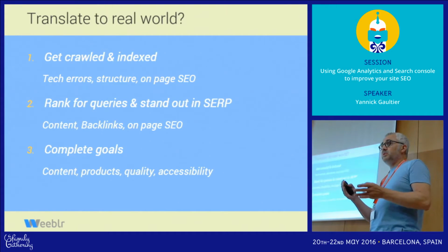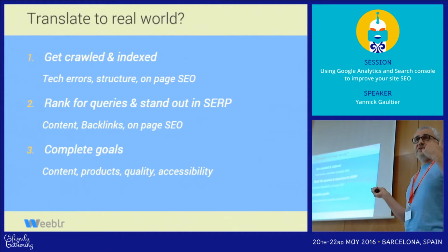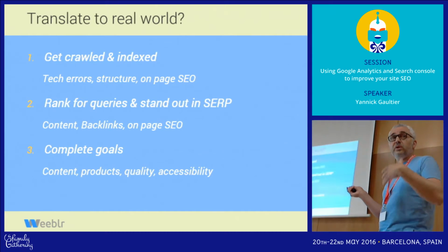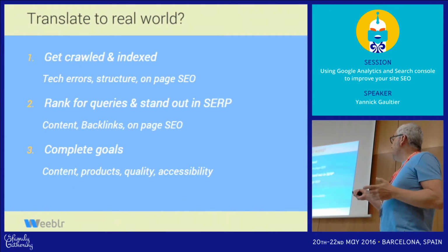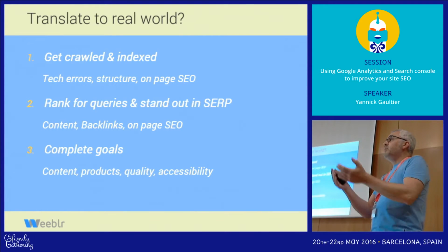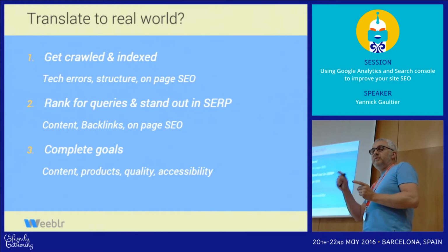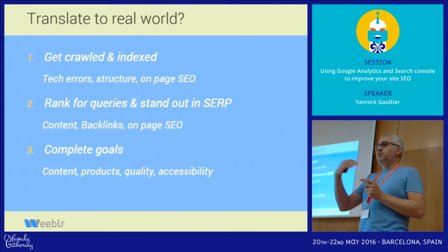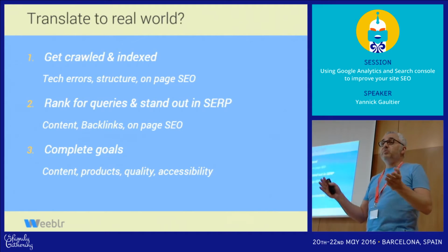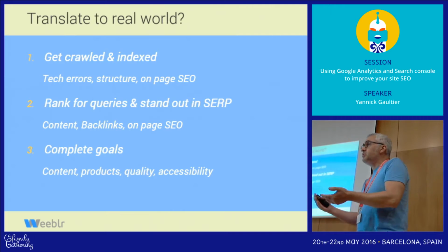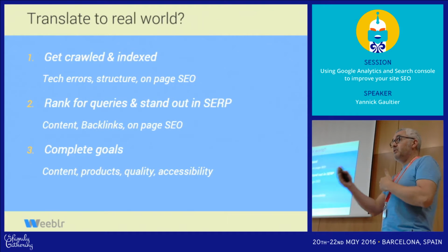The technical translation of what I just said is that first you need to get crawled. Your site needs to get crawled by Google and other search engines. It needs to be indexed correctly. They need to accept it. Then this will let people find you. Then you need to rank for queries. Not only do you need to be found, but you need to be relevant to what users are searching. And you also need to stand out, because there are most likely many people who are relevant to the same topic. So you need to stand out in the search. And then you need to complete goals. You need to deliver what you promised.